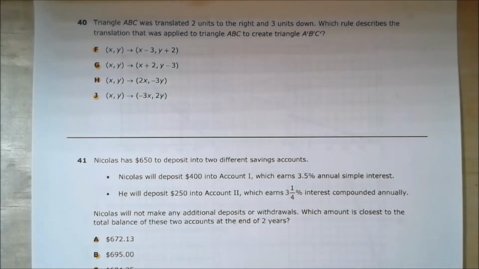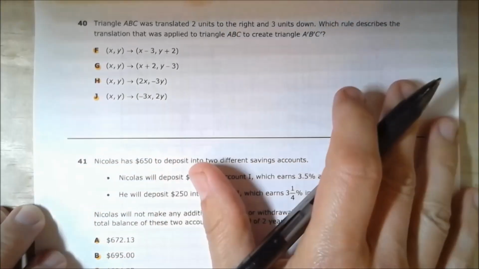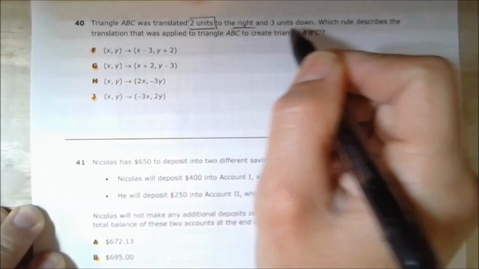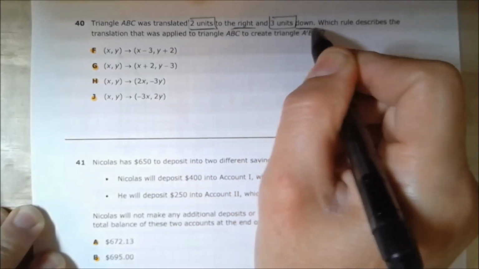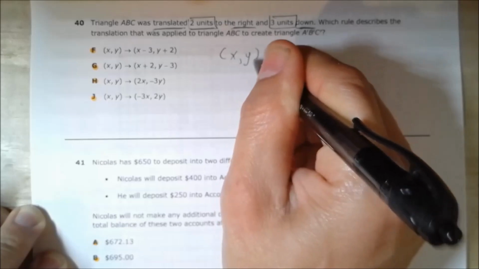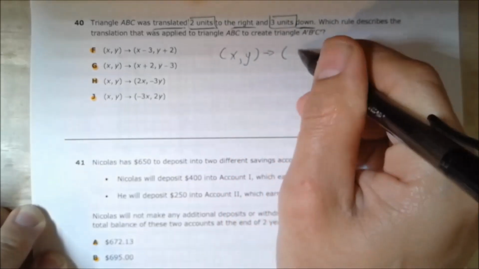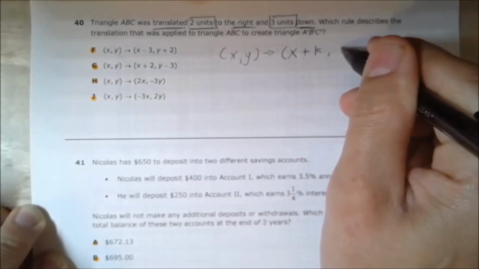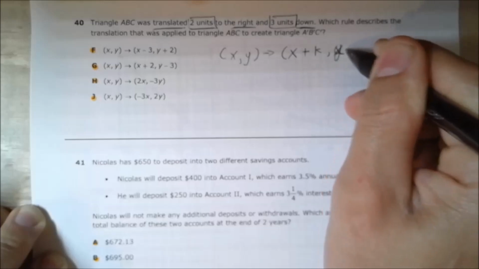40. Triangle ABC was translated 2 units to the right and 3 units down. Which rule describes the translation that was applied to triangle ABC to create triangle ABC prime? So when it said triangle ABC is going to be translated 2 units to the right and 3 units down, it even tells us that it's a translation. Remember, all translations are just slides where the object moves over by adding some value, and we'll call it k, to x, and by adding some value to y.